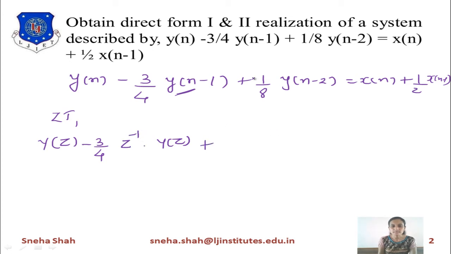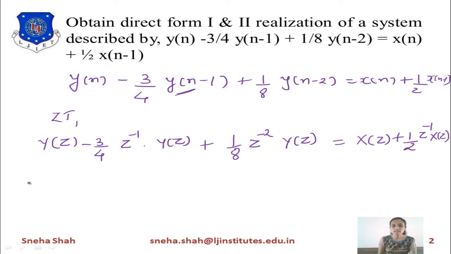So the next term is 1 by 8, constant as it is. Because of this y of n will convert into Y of z, and because of this minus 2 we will multiply the factor z raised to minus 2. Similarly, if we find the Z transform of this part, it will give you x of n, Z transform is X of z plus 1 by 2 will remain as it is. Because of this minus 1 we will multiply z raised to minus 1 into X of z.